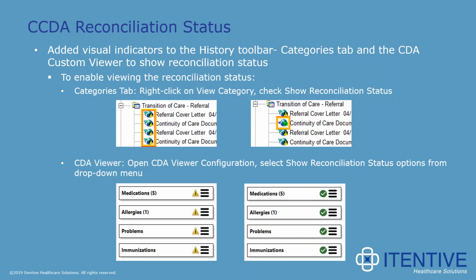to show that status. We know all too well regulatory measures, cough, cough, MIPS, require meds, allergies, and problems to be reconciled at minimum. But all sections of the document can have this functionality.